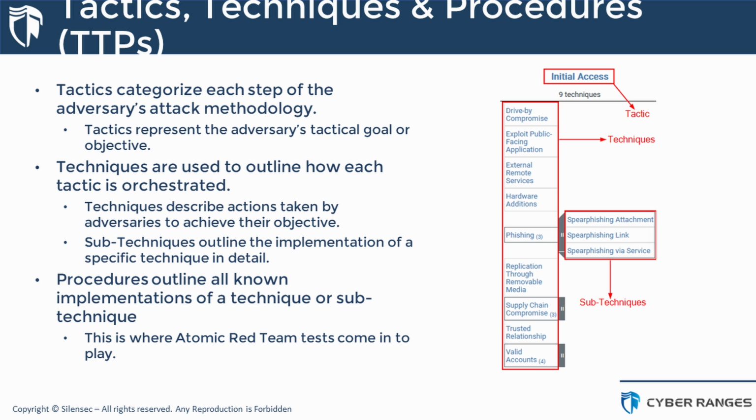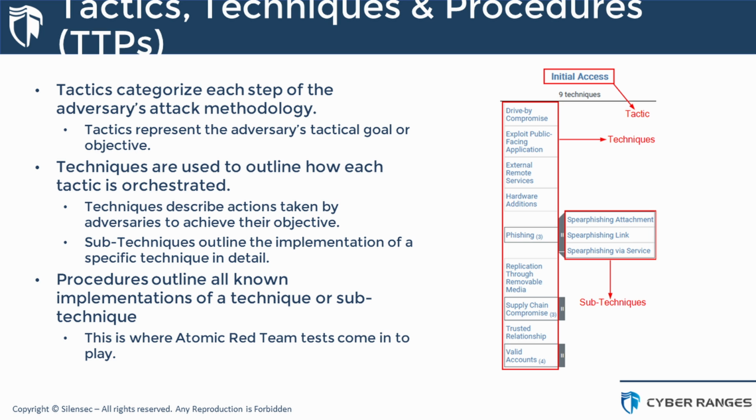And this should make sense now. If I want to obtain initial access to a target system or network, these are the techniques that make the most sense. So you have a drive-by compromise, exploit a public-facing application, target external remote services like RDP, VNC, and so on. Phishing, very, very common when we talk about red team ops and adversary emulation. So phishing is a technique that has different, and I'll get into what a sub-technique is, but a sub-technique outlines the implementation of a specific technique in detail.